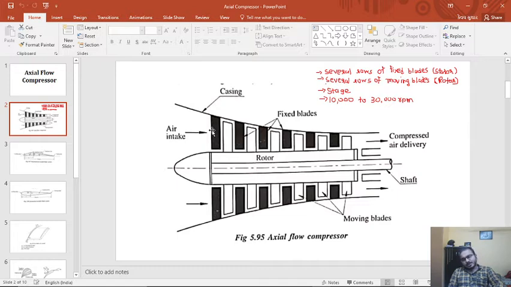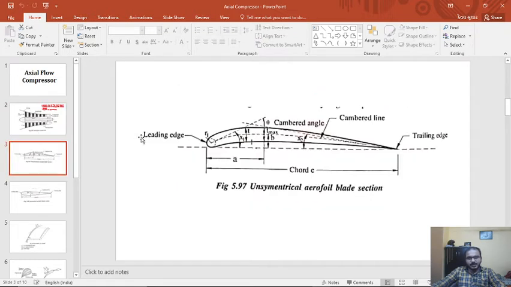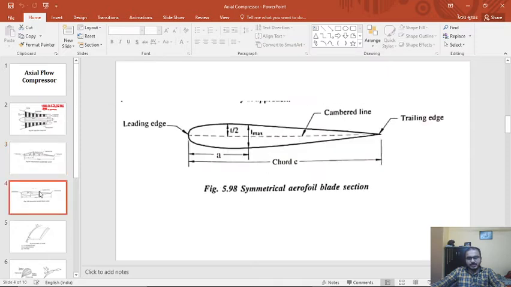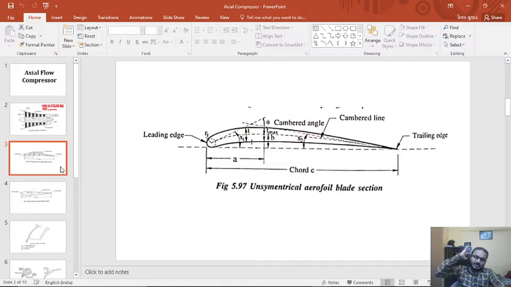The rotor shaft runs at 10,000 to 30,000 rpm. And then we discussed unsymmetrical aerofoil blade section as well as symmetrical aerofoil blade section. We also discussed a few important definitions like what is a cascade, what is an aerofoil, and a camber line. Now we are going to continue with that nomenclature in this lecture also. So let's begin.